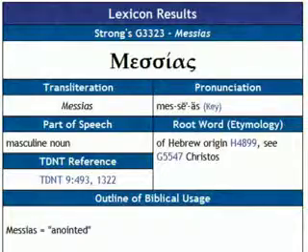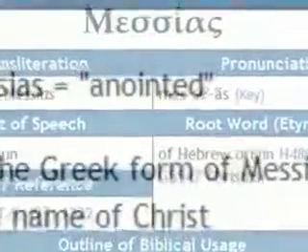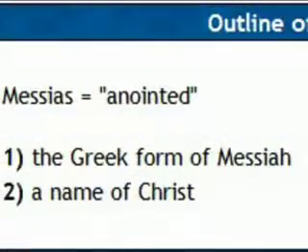And they tell you right here under the outline of biblical usage, it says Messias equals anointed. So you have it right in front of you. Messiah equals anointed. But now here's how they confuse a lot of people. Here's how a lot of folks really get confused about this matter. Because if you look right here, it says one, the Greek form of what? Messiah. So Messias is the Greek form of Messiah, and Messiah is the English form of Moshiach.